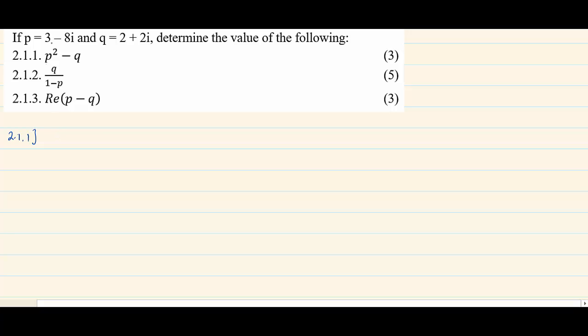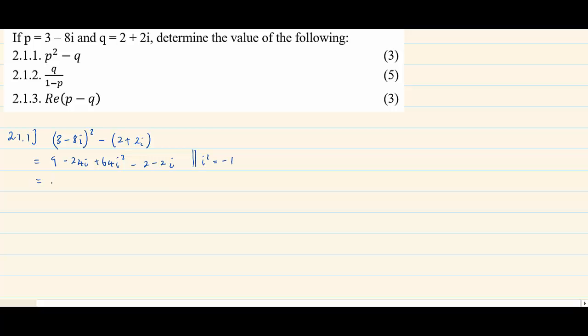So this is a simple case of just substituting into this expression here. So p is equal to 3 minus 8i, and that is squared, minus the q, which is 2 plus 2i. And I'm just going to carry on and simplify this using the normal rules of algebra. So this, when squared, is going to give me 9 minus 24i plus 64i squared, minus 2 minus 2i as I distribute that. And so that's going to equal, remember that i squared is equal to negative 1.